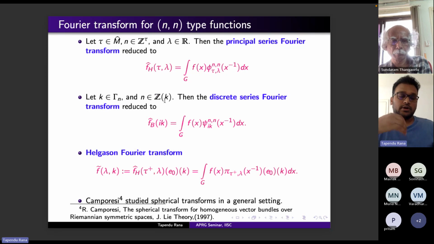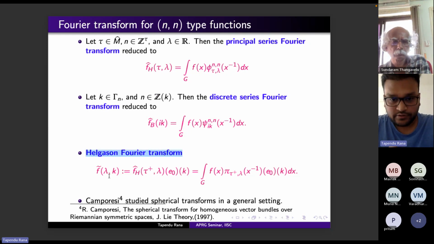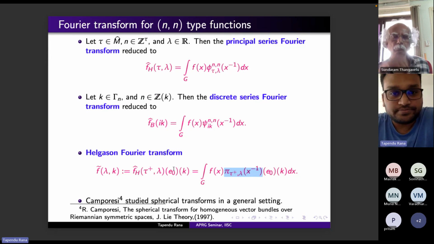And now I would like to make a remark that all these Fourier transforms are actually branches of the same tree. In fact, you can obtain the Helgason Fourier transform from the spin series Fourier transform. If you take a right K-invariant function, all your discrete series Fourier transforms vanish, and you can obtain the Helgason Fourier transform in the following way from the spin series Fourier transform. That is, f tilde(lambda, k) can be defined as F_H f(tau plus, lambda) e naught acting at the point and evaluated at the point k. And if you put in explicitly the expression of pi tau plus lambda (x inverse), you will get back your Helgason Fourier transform.